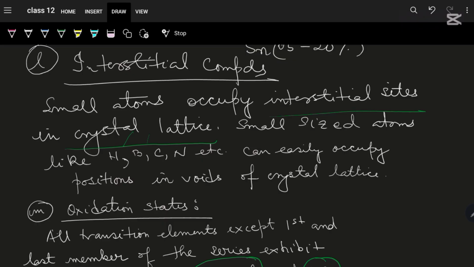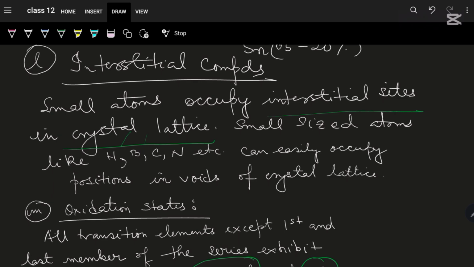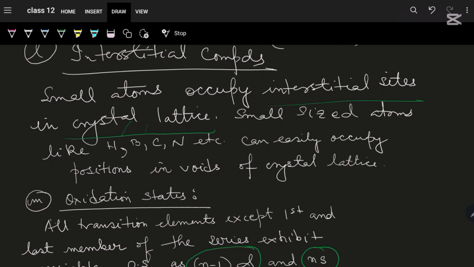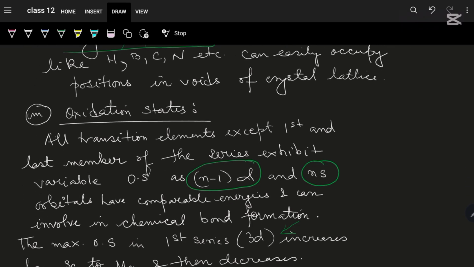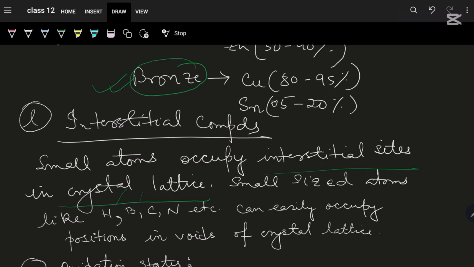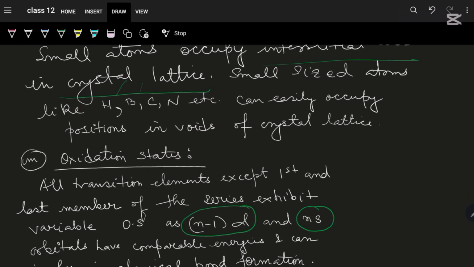Now, these small atoms occupy the voids in the crystal lattice because of the small size of the voids. The voids can fit small atoms like hydrogen, boron, carbon, nitrogen. Now, if you have to answer this question, you have to talk in terms of atomic radii.